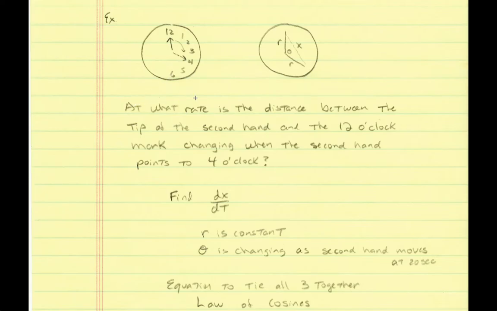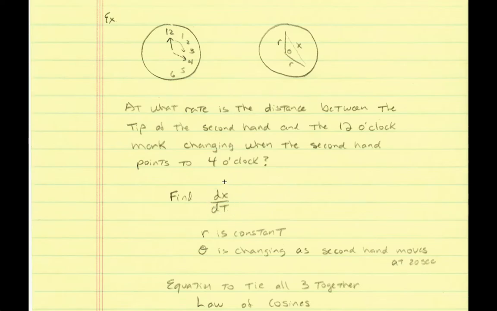So the question reads, at what rate is the distance between the tip of the second hand and the 12 o'clock mark changing when the second hand passes the 4 o'clock point? So how fast is this distance changing as the second hand hits the 4? What I have here is the second hand, which I call r, as the radius of a circle, and I have an angle created as the second hand spins around. And I want the distance between these two. Not a circular distance changing, but the straight distance. Now, what I'm asking for is dx/dt.